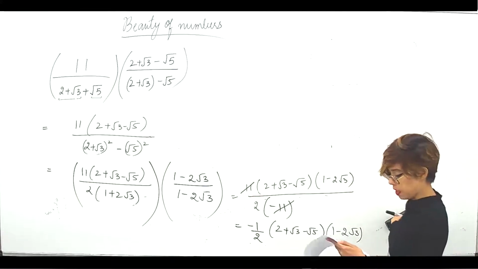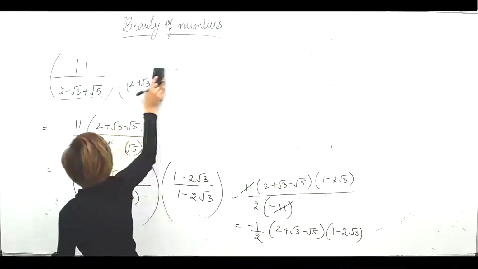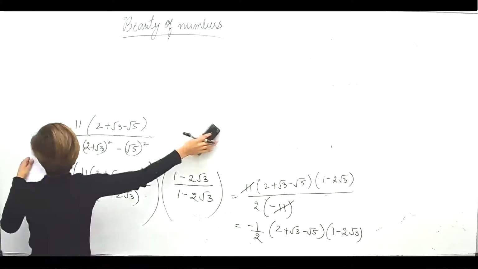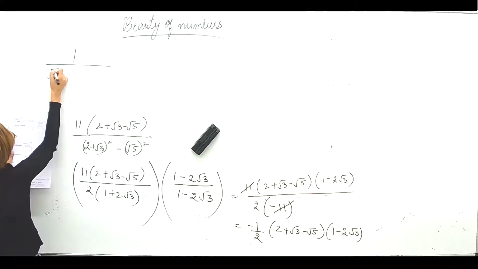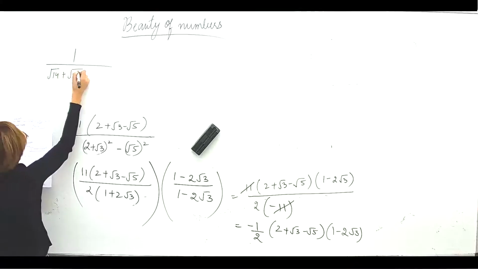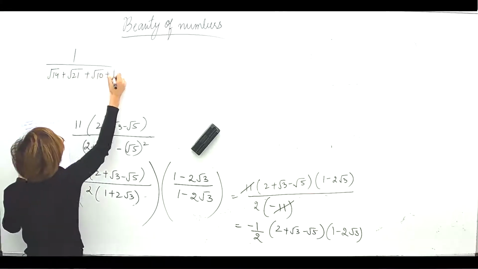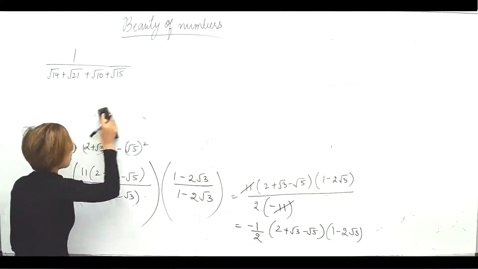Alright? Okay. Next, rationalize the denominator of 1 divided by root 14 plus root 21 plus root 10 plus root 15. Rationalize the denominator.